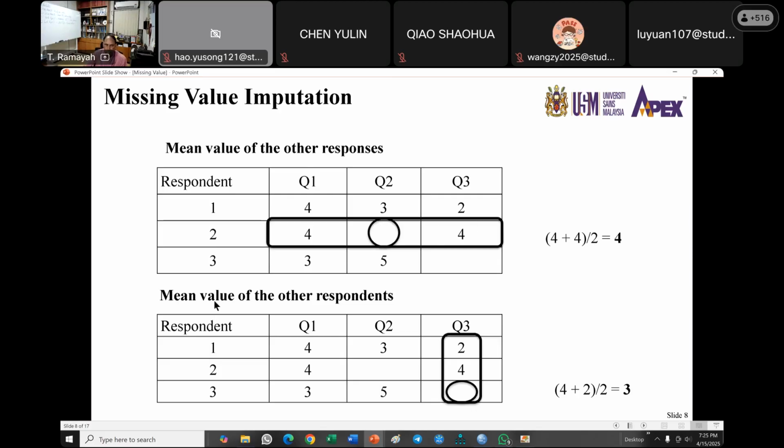Another strategy is mean value of other respondents. For question number 1, respondent number 1 answered, respondent number 2 answered, respondent number 3 did not answer. So we take 2 plus 4, which is 6, 6 divided by 2 is 3. So we will replace with 3. So this is column wise, and the other is row wise. These are some of the strategies suggested in textbooks, but these are all no longer applicable. You should not be doing them anymore.